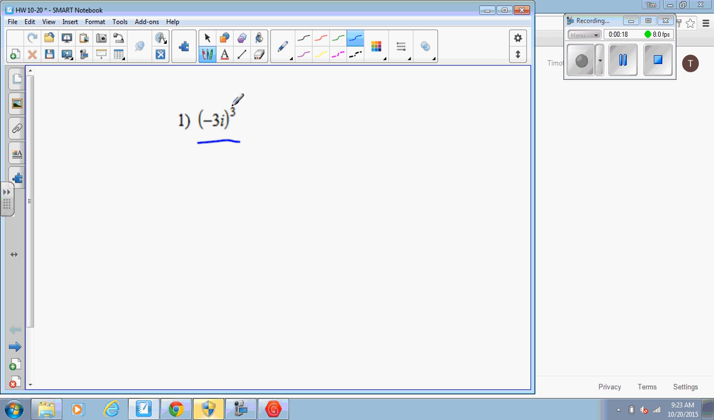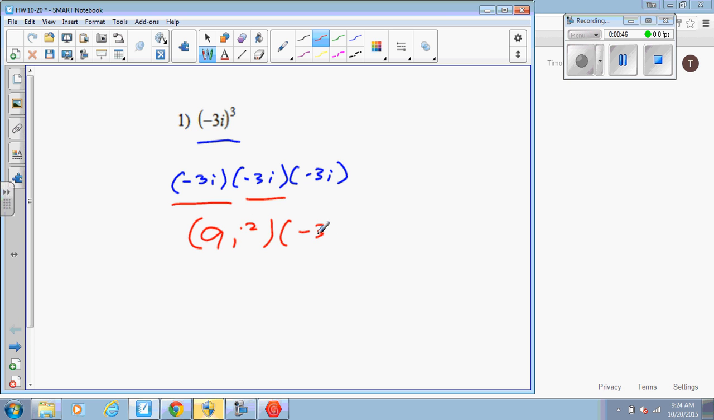So I know what the third power means: multiply together 3 times. So that's just going to be negative 3i times negative 3i times negative 3i. Now, sometimes we try to do everything at once. Let's just take it step by step. I'm just going to multiply these two together first. So negative 3 times negative 3 is positive 9, and i times i is i squared. So that's going to be multiplied by negative 3i.